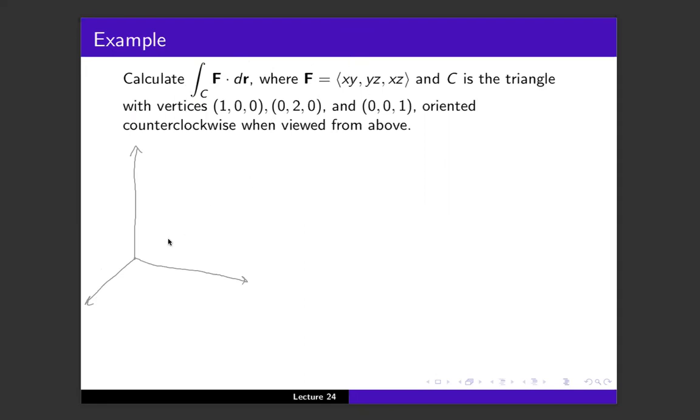So I'll do this in pink. Here we have the curve. It's oriented counterclockwise. You're going from (1,0,0) to (0,2,0), and then from (0,2,0) to (0,0,1), and then from (0,0,1) back to (1,0,0). That's our curve, and it is going to be counterclockwise oriented when viewed from above.